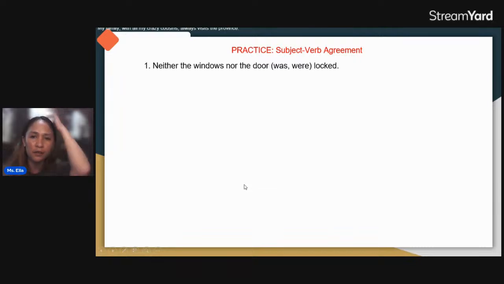Okay, let's continue. Here, let's practice subject-verb agreement. I want you to answer, for example, number one, and if your answer is was, you can say number one was, to see what your answers are. All right, let's have number one. Neither the windows nor the door was or were locked? What's your answer? Anyone?